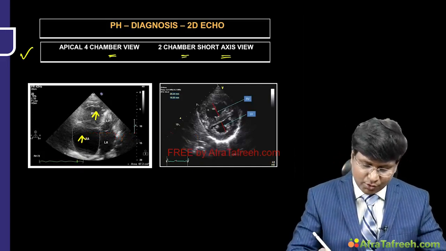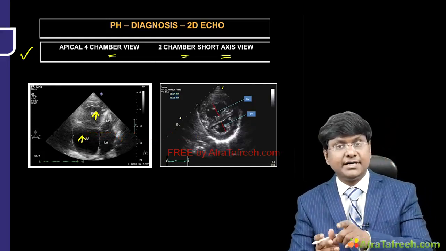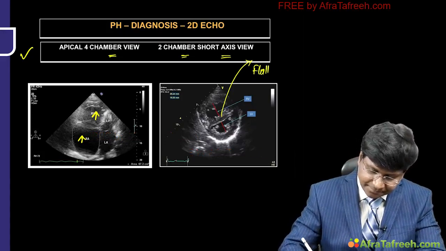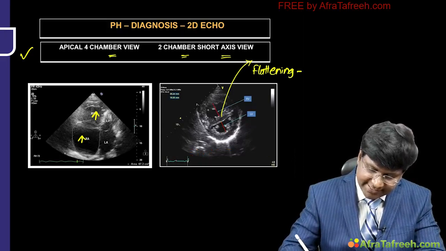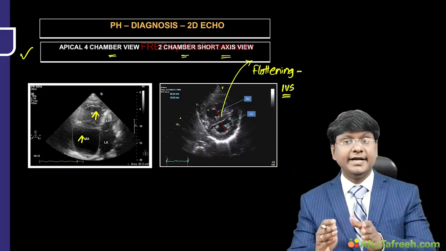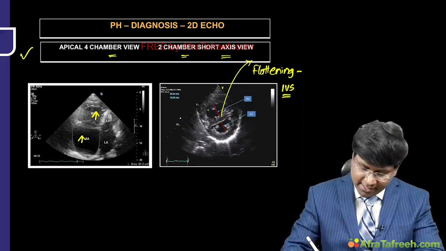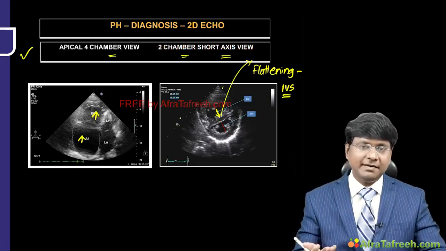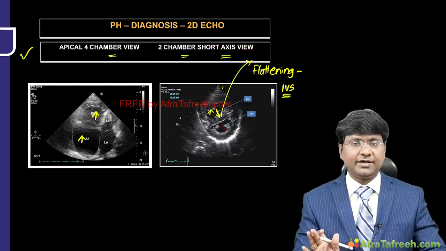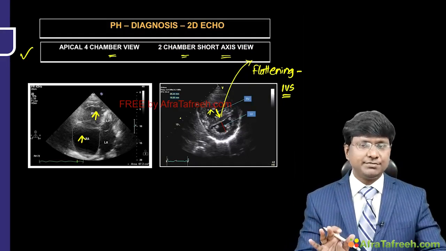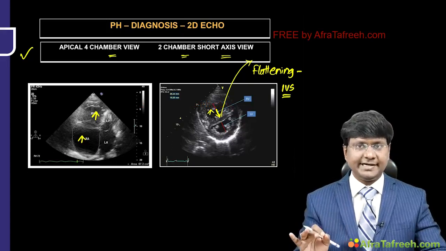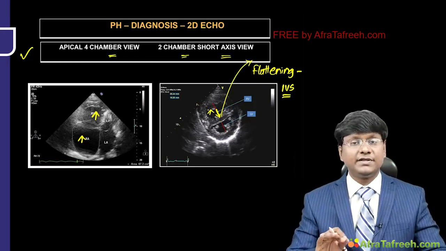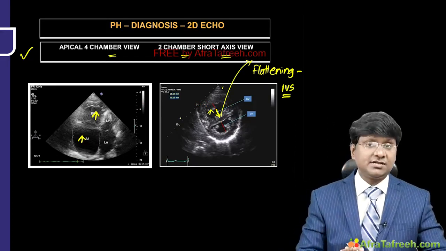Then next is the 2-chamber short axis view. In the 2-chamber short axis view, you will notice that there will be flattening of the interventricular septum during the diastole, or there can be slight shift of the interventricular septum into the left ventricle. Why? Because of increase in the pressure within the right ventricle. So remember, in the apical 4-chamber view, RA and RV are dilated, and at the same time, the 2-chamber short axis view will show flattening of the interventricular septum. Okay, next. So this is about your 2D echo.